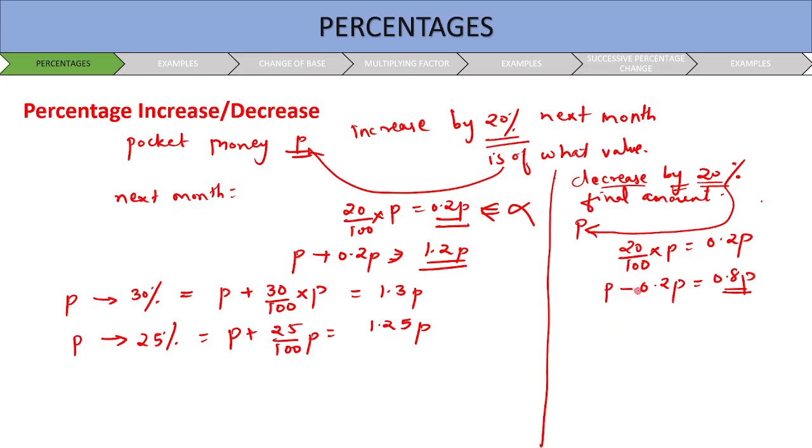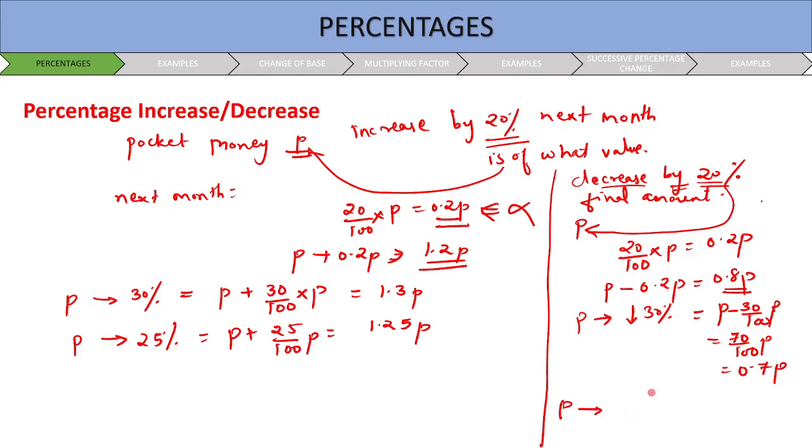We'll solve for one or two more examples so that it will be better for you. So let's say the initial value was P. It is decreasing by 30%. So what will be your final value? P minus 30 by 100 of P, which is 70 by 100 of P, which is 0.7 P.